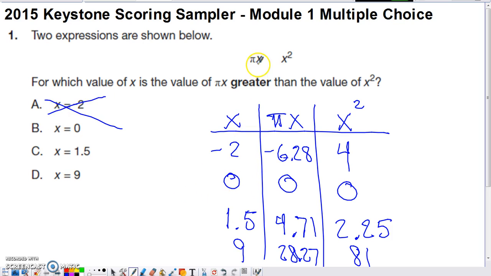Similarly, with 0, I put 0 here. Pi times 0 is 0. 0 squared is 0. Is 0 greater than 0? No, they're equal to each other. It's not greater than, so I'm ruling that one out.